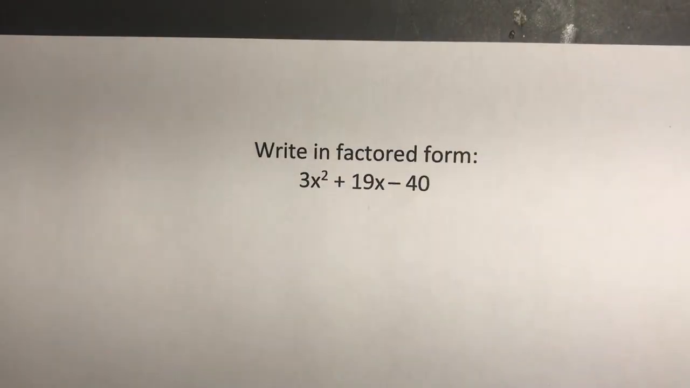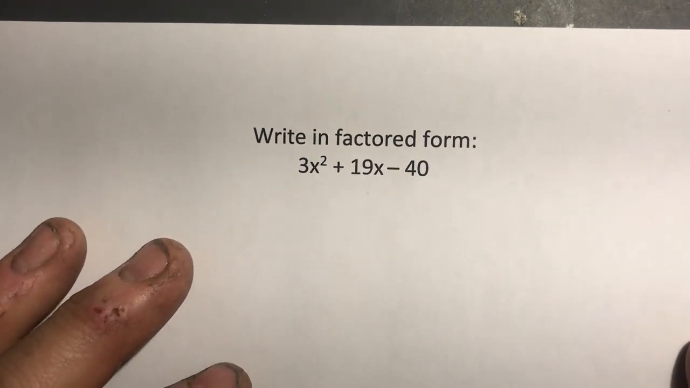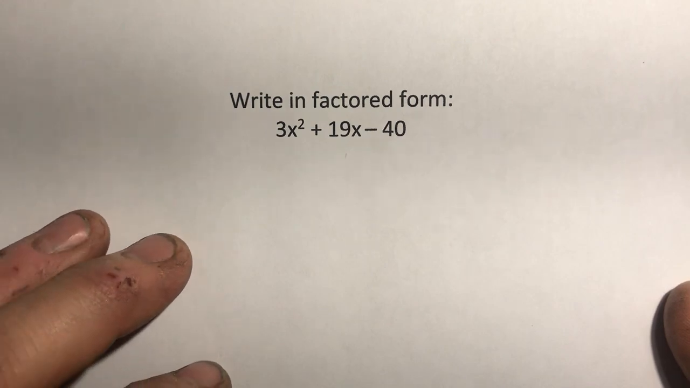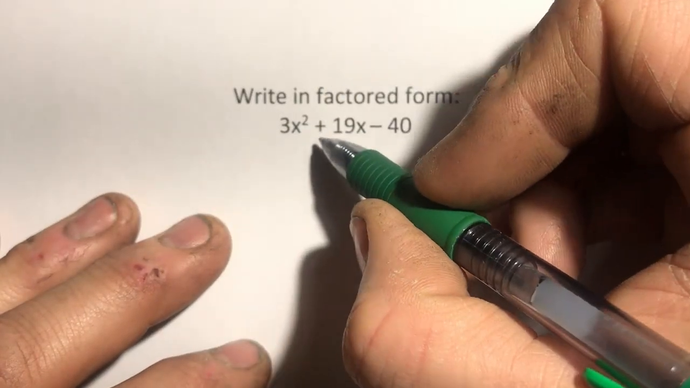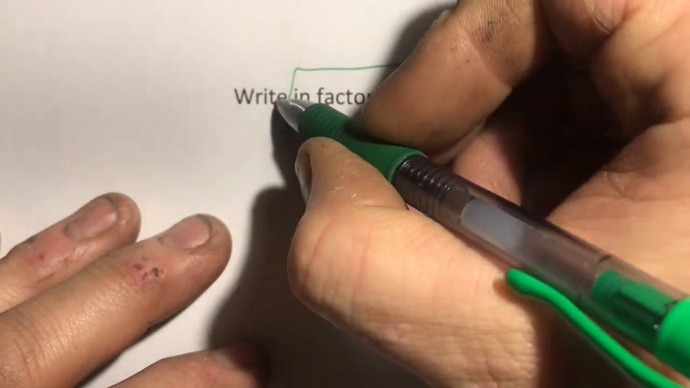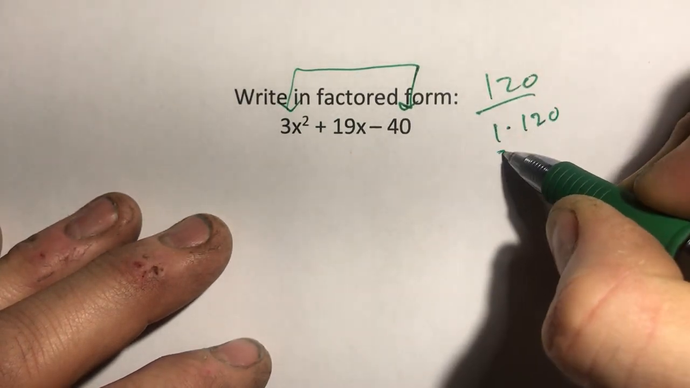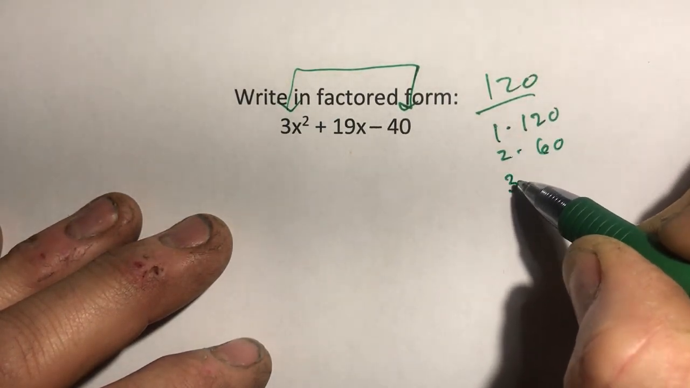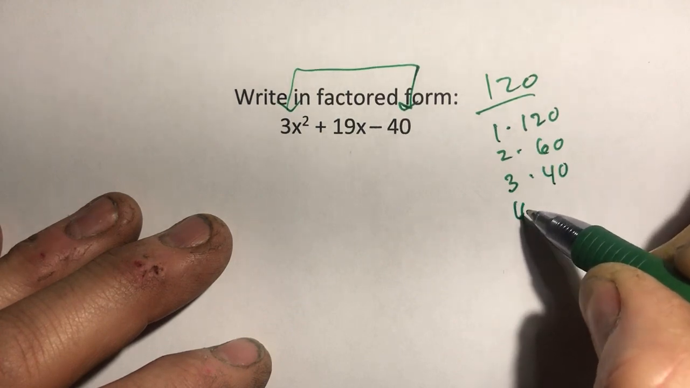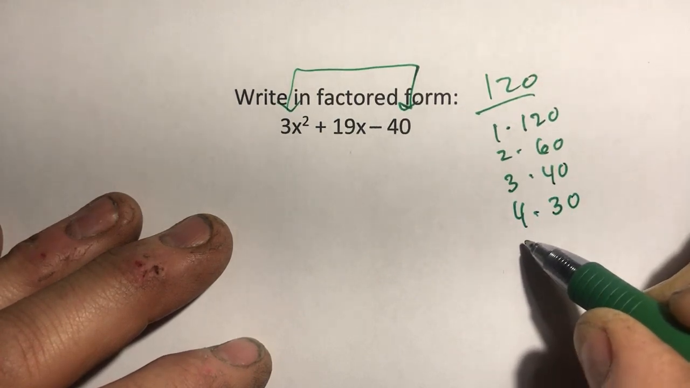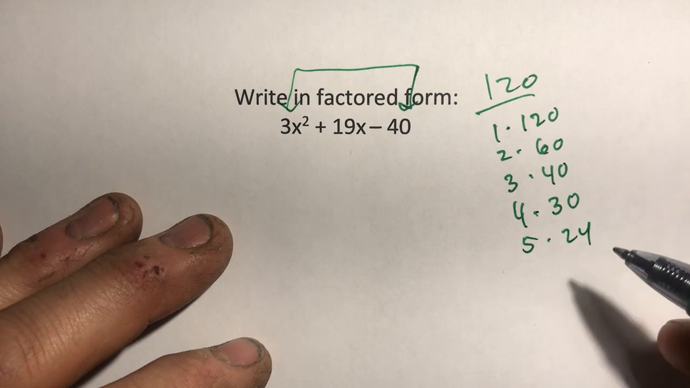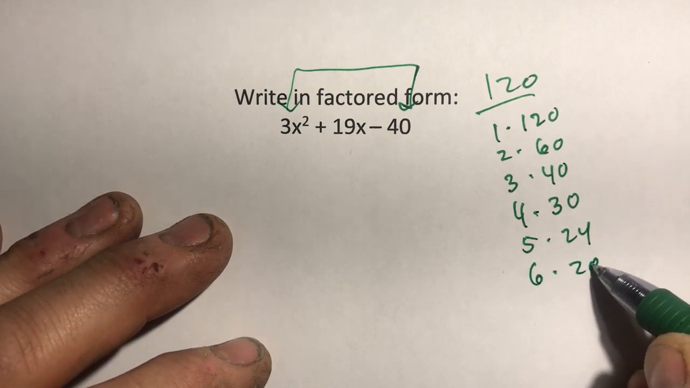All right, last one. And this is a similar problem to the previous two we've just done. So 3 times 40 is 120. 120 divided by 1 is 120. 120 divided by 2 is 60. 120 divided by 3 is 40. 120 divided by 4 is 30. 120 divided by 5 is 24. 120 divided by 6 is 20.